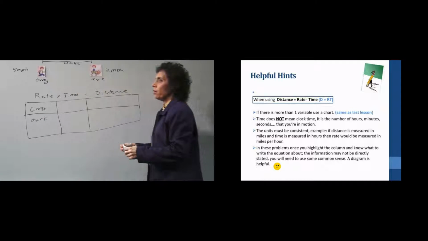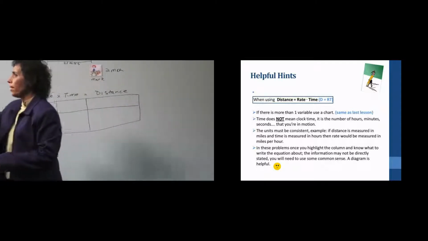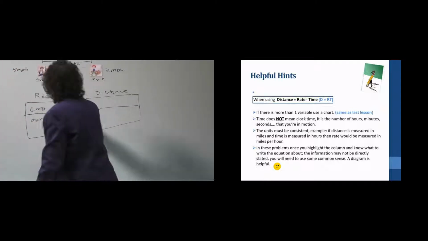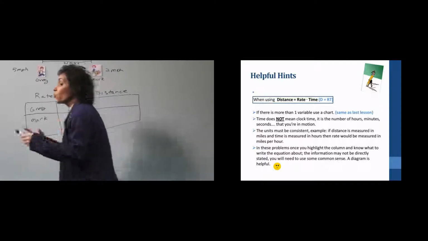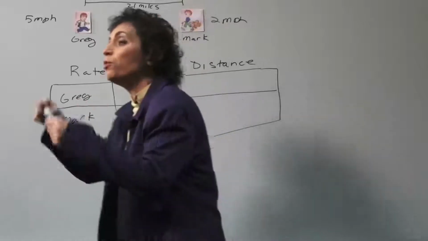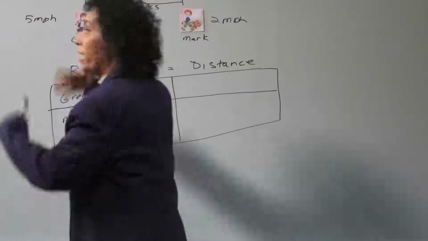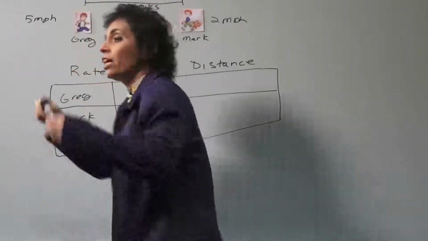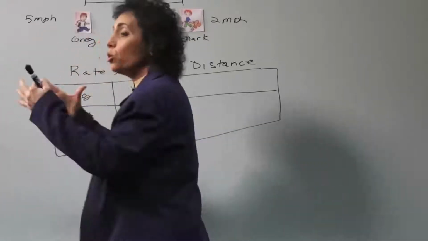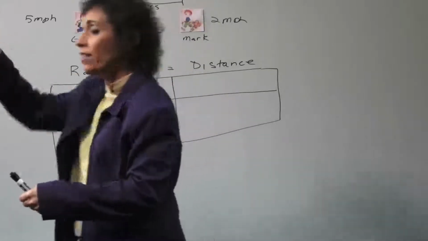Okay, here we go. First thing is exactly what I just said. If there's more than one variable and you have a formula, use a chart, same as the last lesson. Time does not mean clock time. So if it says Greg leaves at 3 o'clock, we do not put 3 o'clock here because time is the time you actually spend on the road, in the sea if you're a boat, in the air if you're a plane. Time is time in motion. If you put 3 o'clock there, that means 3 o'clock hours. That makes no sense, or minutes, or seconds. Time is not clock time. That's really important. That's why it's bolded.